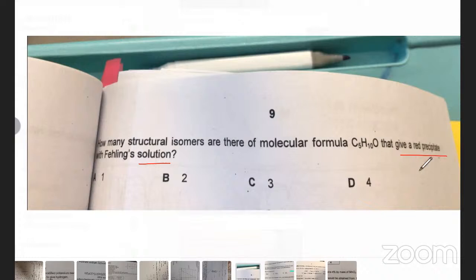So now, who gives a red precipitate with Fehling's? Aldehyde. So you're basically talking about an aldehyde. Whatever this molecule is, it's got to be an aldehyde. It's got to have a C=O bond over an H. So you have to figure out the total number of structural isomers for an aldehyde that has this formula.